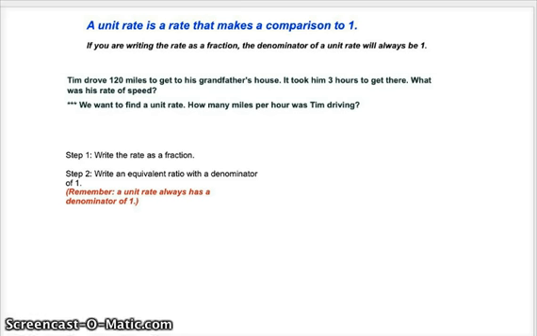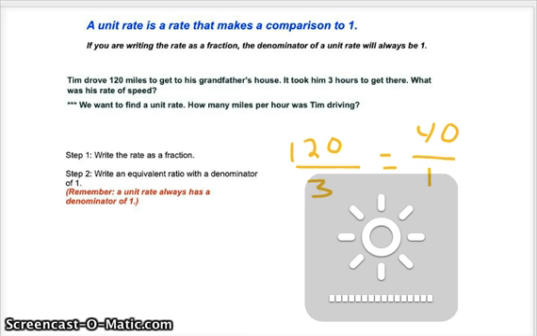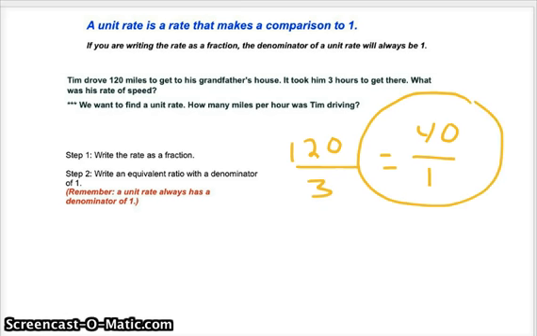A unit rate is a rate that makes a comparison to 1. Okay, a unit rate will always have a denominator of 1. So Tim drove 120 miles to get to his grandfather's house. It took him 3 hours to get there. So if you want to write a rate as a unit rate, first thing to do, we're going to write it as a fraction, 120 to 3. 120 divided by 3. We're going to write an equivalent ratio with a denominator of 1. Okay, so 3 divided by 3 is 1. 120 divided by 3 is 40. So we've written an equivalent ratio with a denominator of 1. A unit rate always has a denominator of 1.